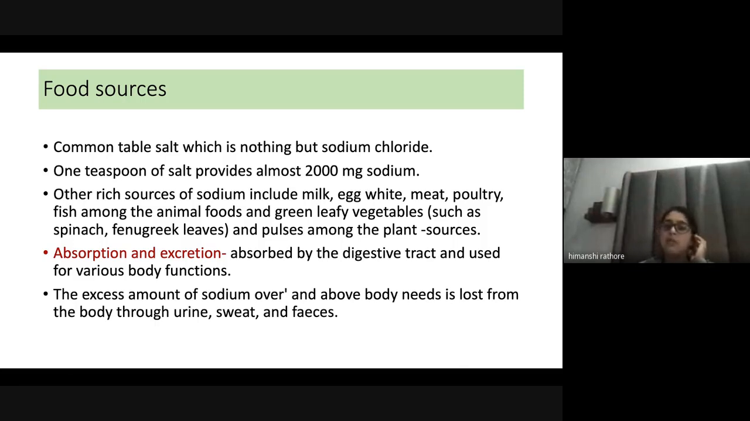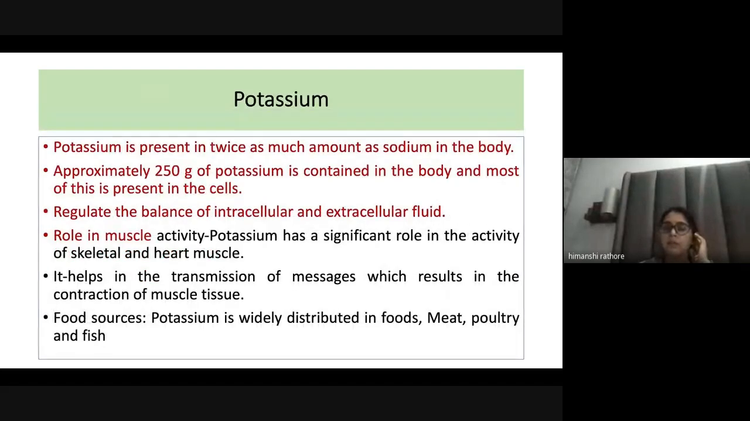The excess amount of sodium, what happens to that? Once the sodium is absorbed for the functions which it performs, the rest is excreted by urine, sweat and feces. These three are the waste products from the body. So the rest of the sodium is thrown out of the body via urine, sweat and feces. So this is clear to everyone about calcium and sodium.